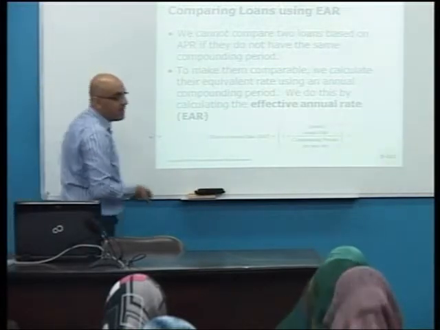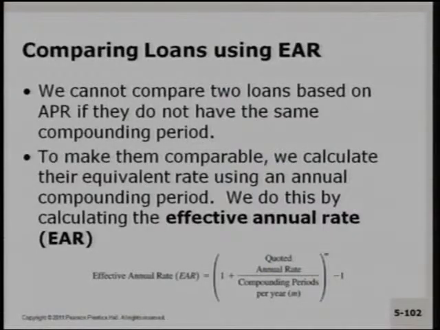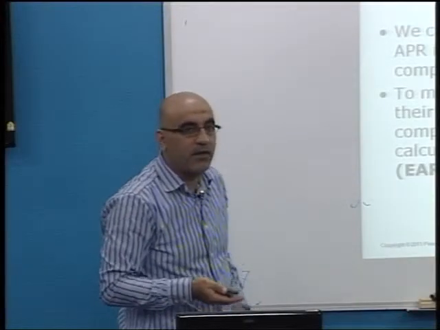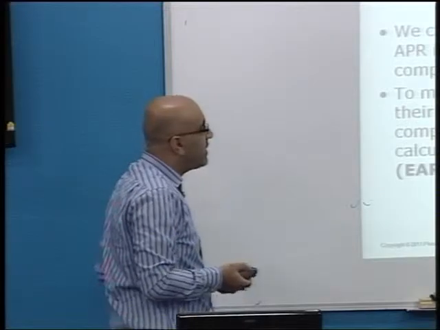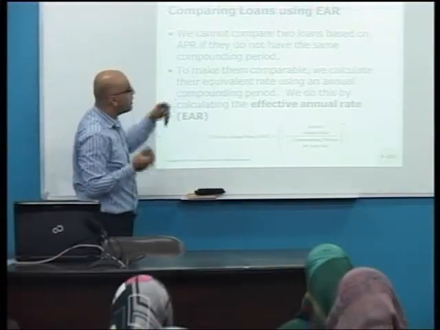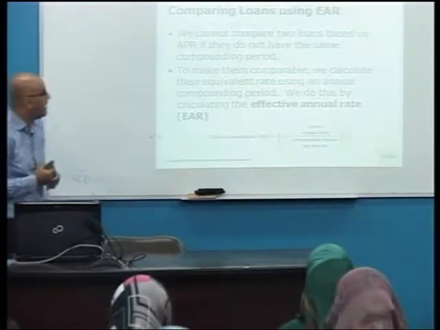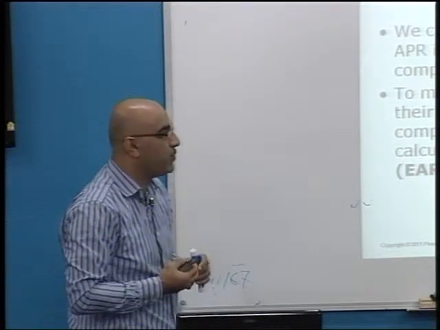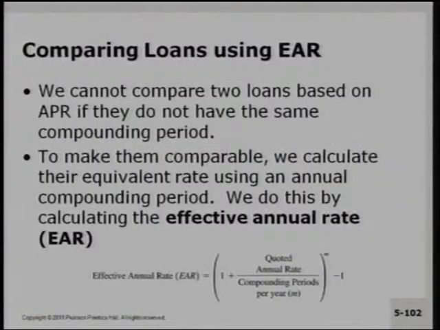Comparing loans using effective annual rates. We cannot compare two loans based on annual percent rates if they don't have the same compounding periods, as I suggested with my friend. To make them comparable, we calculate their equivalent rate using an annual compounding period. We do this by calculating effective annual rates.